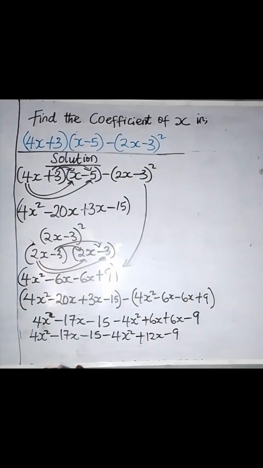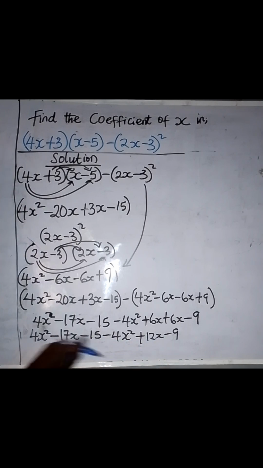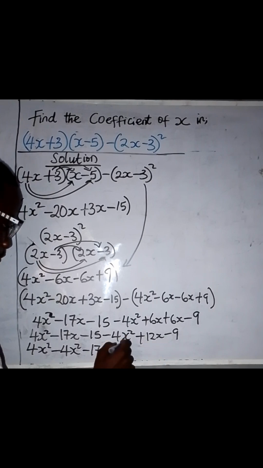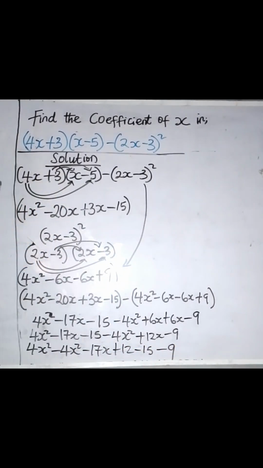Now collection of like terms. We have 17x, I have 12x. So 4x squared, 4x squared. The 4x squared will come to meet the minus 4x squared. Let's collect like terms here. As I'm collecting the like terms, they move together with their signs. So minus 17x, then I also have plus 12x. Then I'm left with the numbers, which are minus 15 and minus 9.